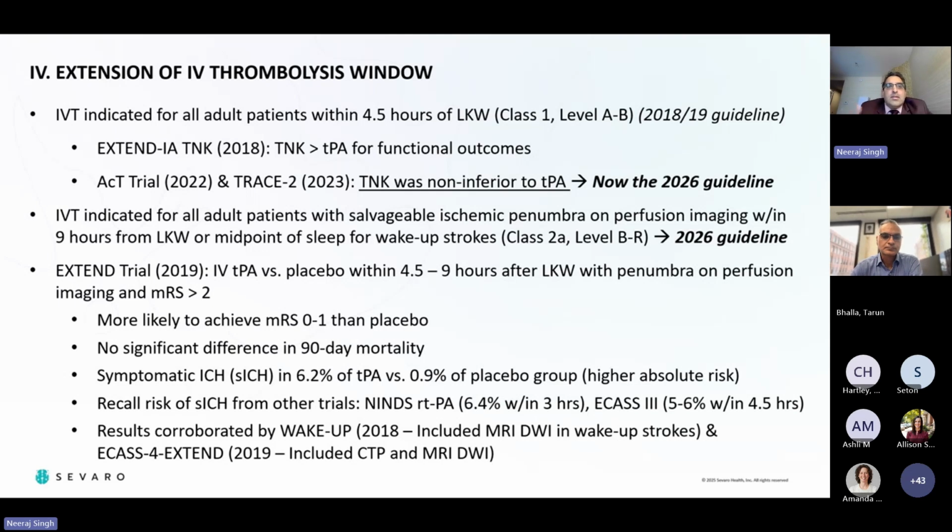Since then we've had results from the EXTEND-IA TNK trial that showed that TNK was superior to TPA for functional outcomes in stroke patients. But then we've also had the ACT trial from 2022 and the TRACE-2 trial from 2023 that showed that TNK was non-inferior, so not worse, to TPA. Therefore, now in the 2026 guidelines, it's clarified and confirmed that tenecteplase is considered a suitable alternative to alteplase, TPA. Tenecteplase is now officially considered non-inferior.